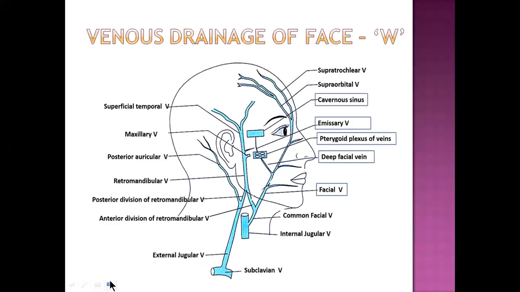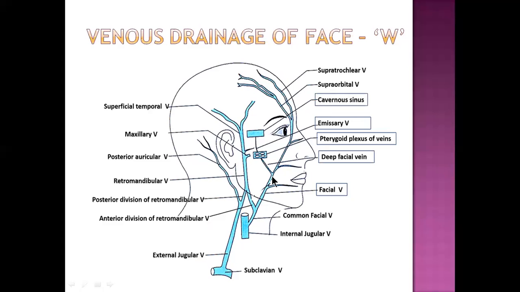So the veins will have their course just back to the artery. So you get the supratrochlear vein and supraorbital vein, because they are above the orbit. Then you find these two will join together and form the facial vein. Can you see this is the facial vein? This is the facial vein.